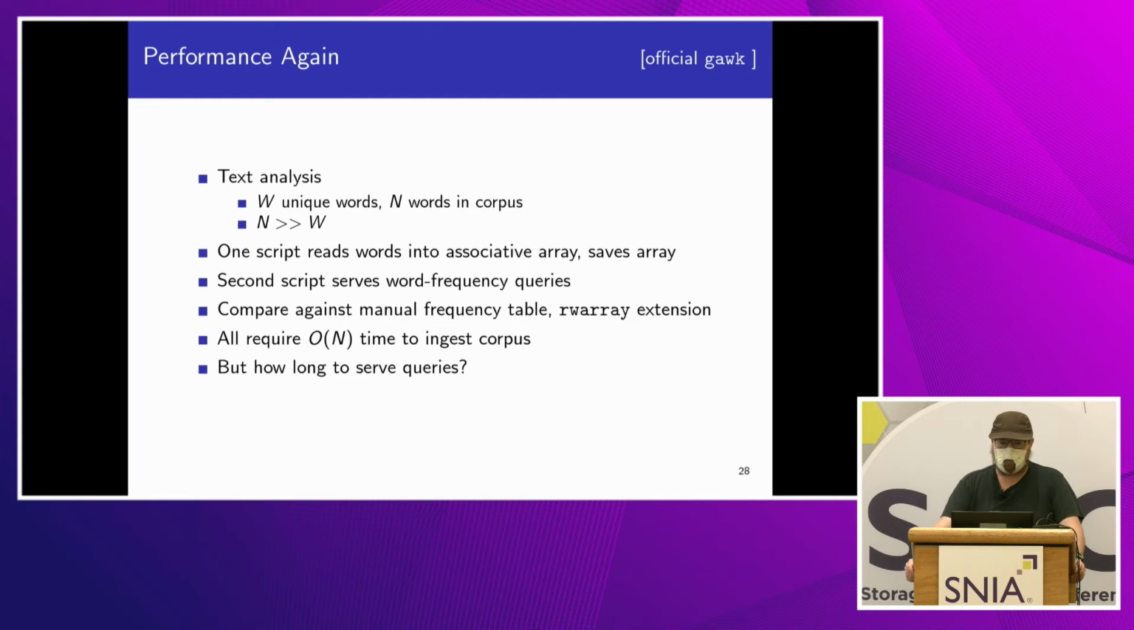Okay. We compare persistent memory gawk against an approach that manually constructs and then dumps a frequency table during the ingest phase. To serve queries, it first must parse that frequency table back into memory. We also compare against an approach that uses gawk's RW array extension to dump an associative array following ingest and reload it to serve queries. This is an existing feature of gawk. All three approaches inevitably require order n time to ingest the input because n is the size of the input. The interesting question is, how quickly do they serve queries?